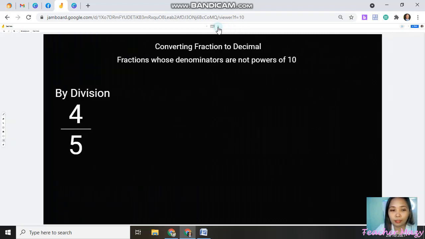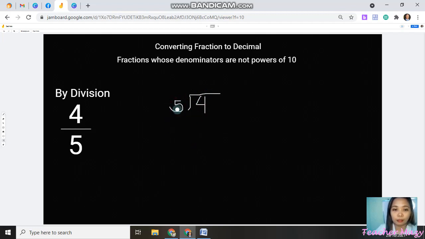So, paano naman kung hindi powers of 10 ang ating denominator? For this example, 4/5, yung 5, hindi naman siya 10. Right? How do we convert fractions? So, first is we can use division. Our long division. So, that means our numerator must be divided by the denominator. So, let's use long division.